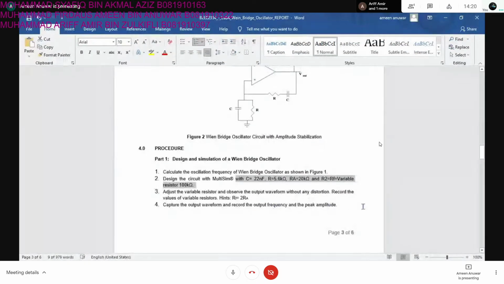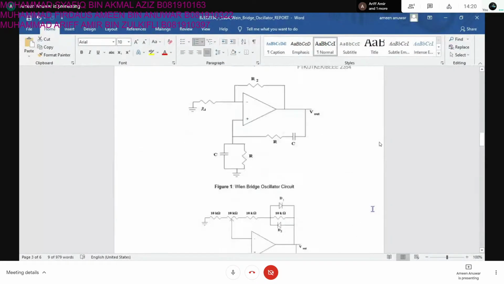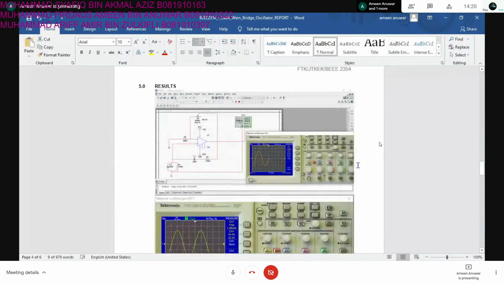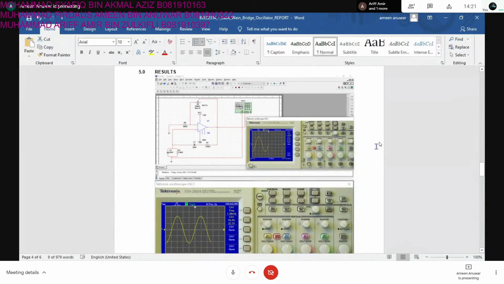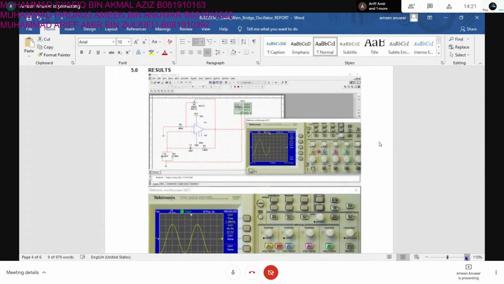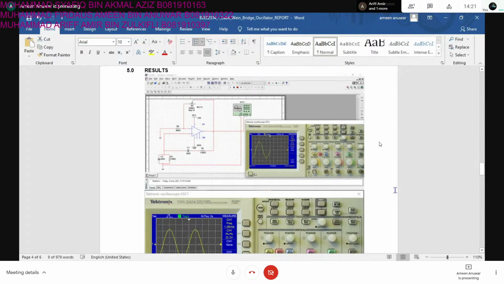You can show the Figure 1, please. Oh, the Multisim. All right. So this is the circuit that we constructed, and as we know, to activate this oscillator, the value of RF must be equal to 2RA. So we need to adjust the value of a variable resistor.